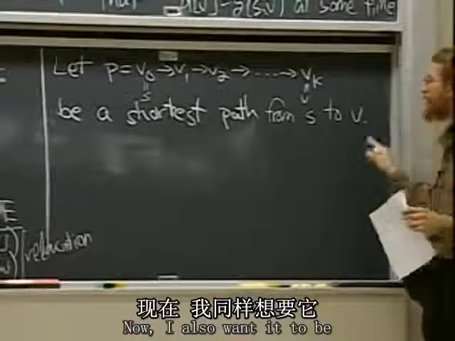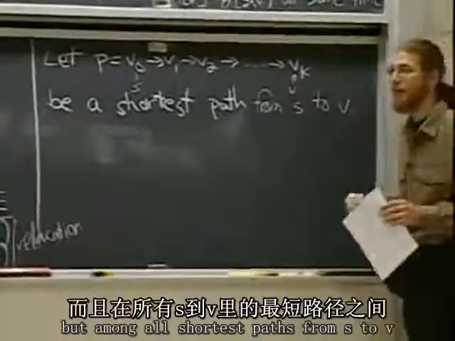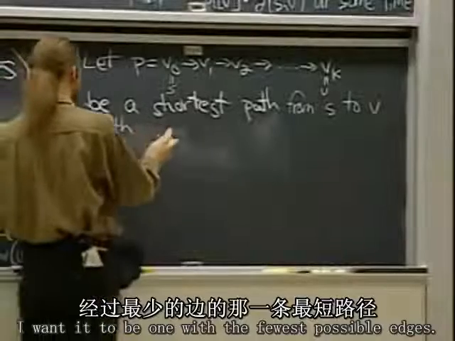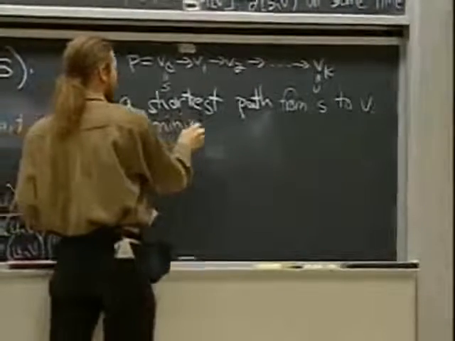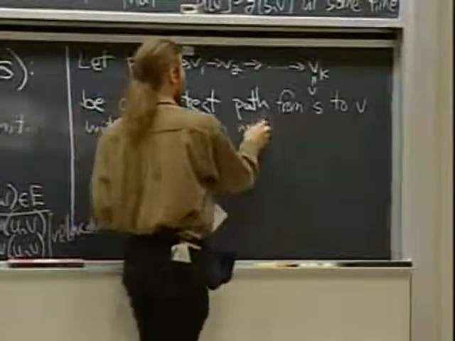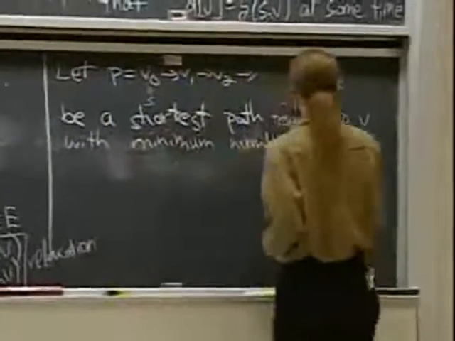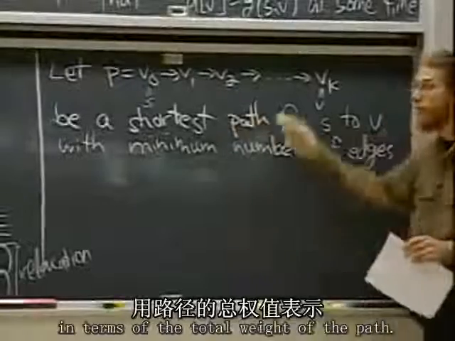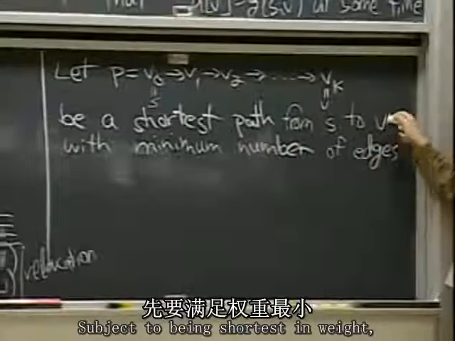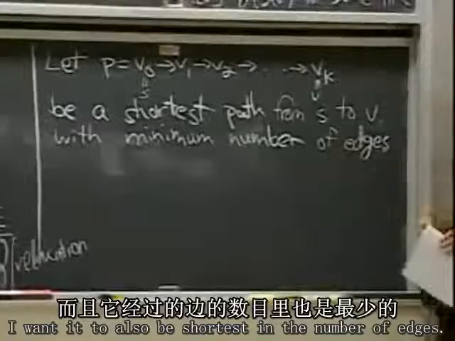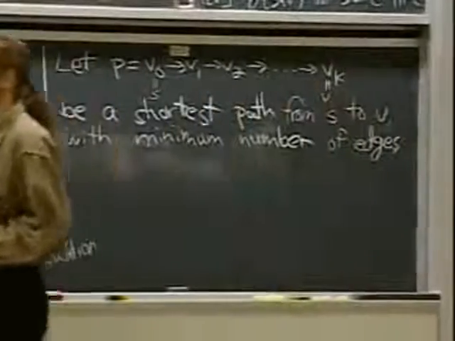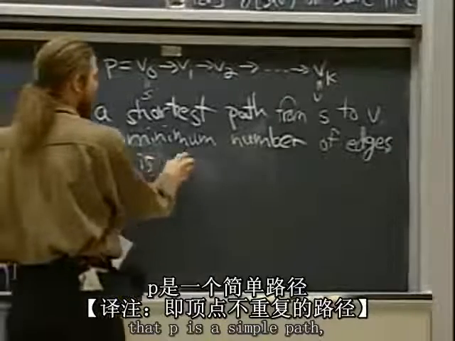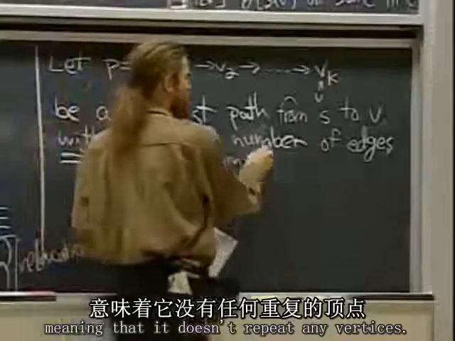Now I also want it to be not just any shortest path from s to v, but among all shortest paths from s to v, I want one with the fewest possible edges. Shortest here means in terms of the total weight of the path. Subject to being shortest in weight, I want it to also be shortest in the number of edges. And the reason I want that is to be able to conclude that P is a simple path, meaning that it doesn't repeat any vertices.